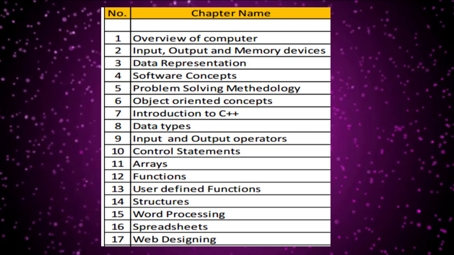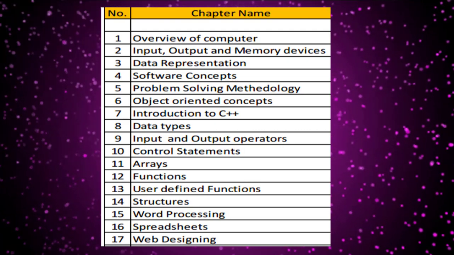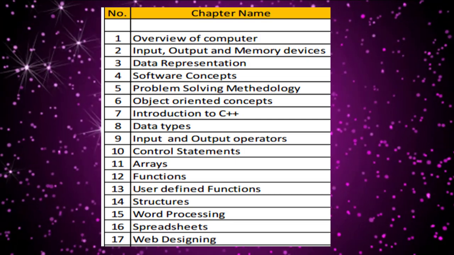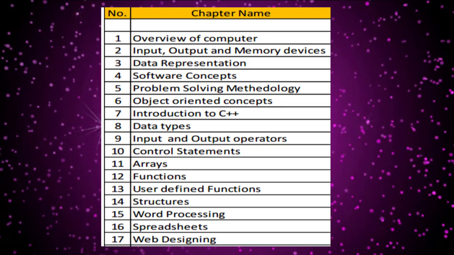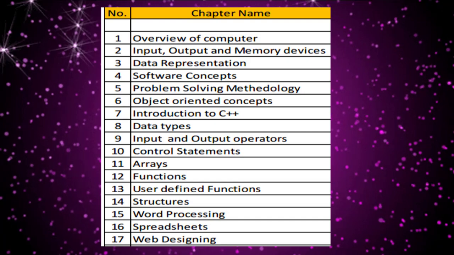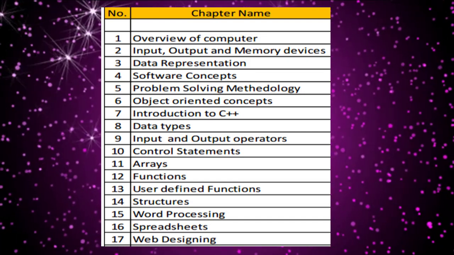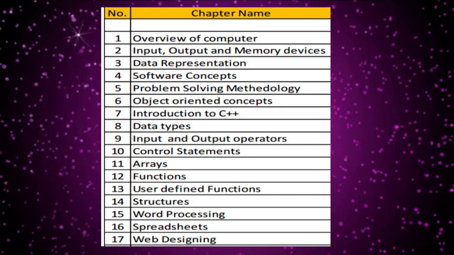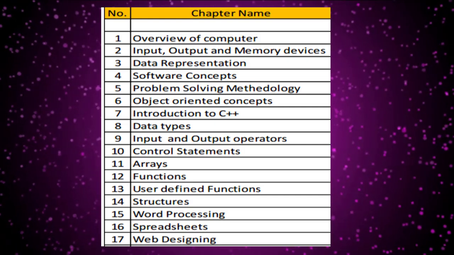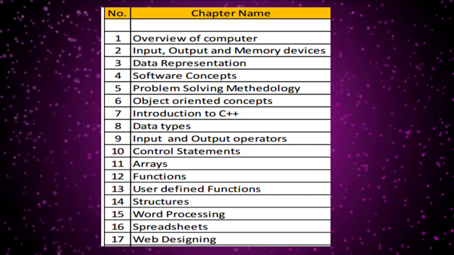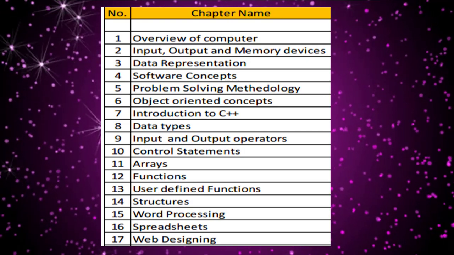Next we have word processing and spreadsheet. These two chapters come under MS Office. You will be learning a few programs related to MS Excel and web designing. Web designing is related to HTML language, that is hypertext markup language. Here you have two programs related to HTML programming.